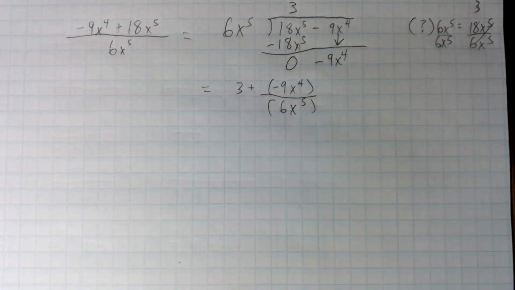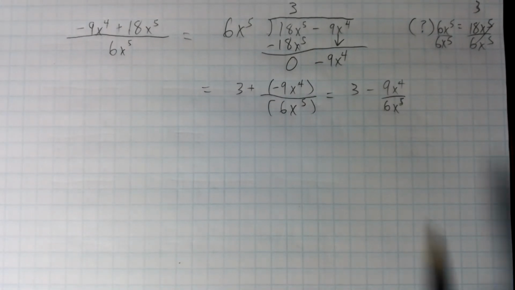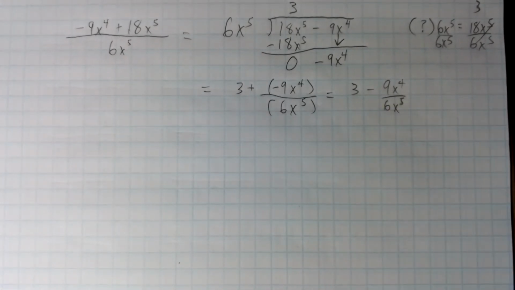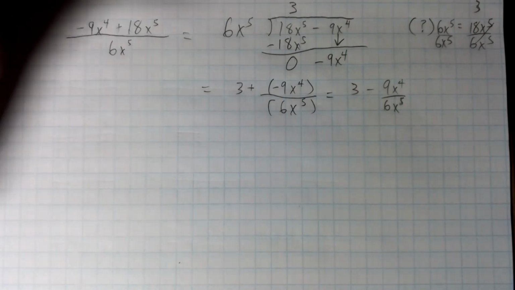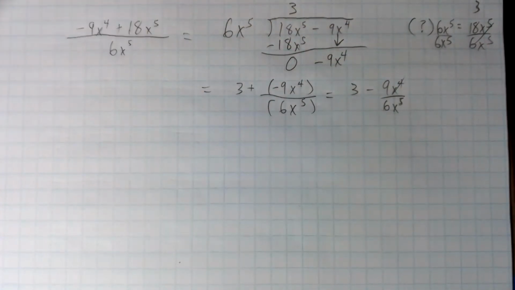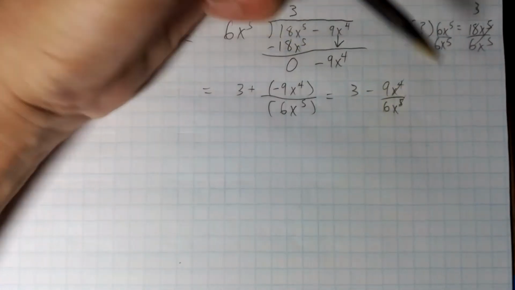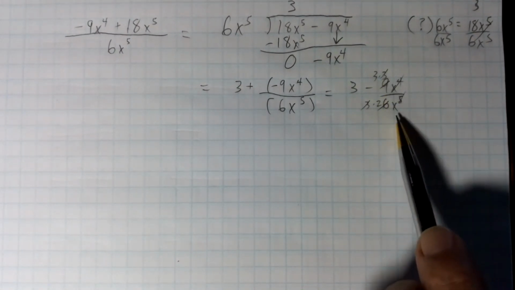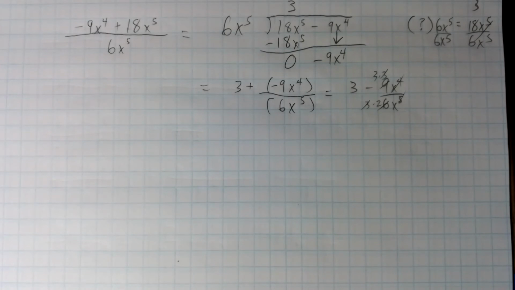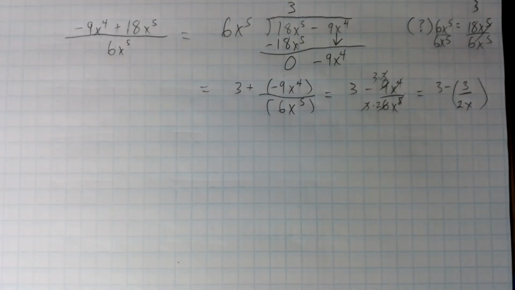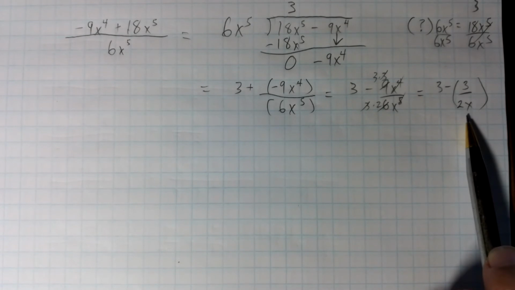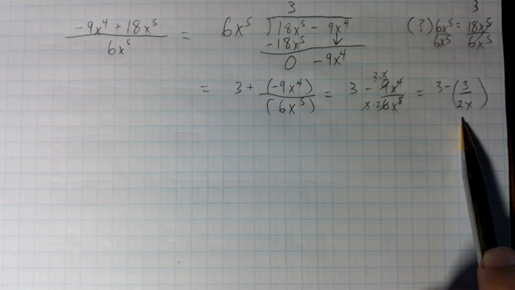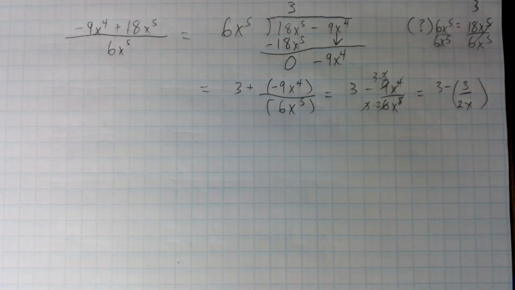Now I'm going to clean this up a bit, and here's what I get. My negative sign comes out. I have a 9x to the 4th over 6x to the 5th. Now I can cancel some x's here. I can cancel all 4 of these with all but one of those. And doing some quick head work, this turns into a 3 times 3, this turns into a 3 times 2. I'm going to cancel some 3's. And ultimately, this is my final and correct answer. Notice I still have an x on the bottom there.